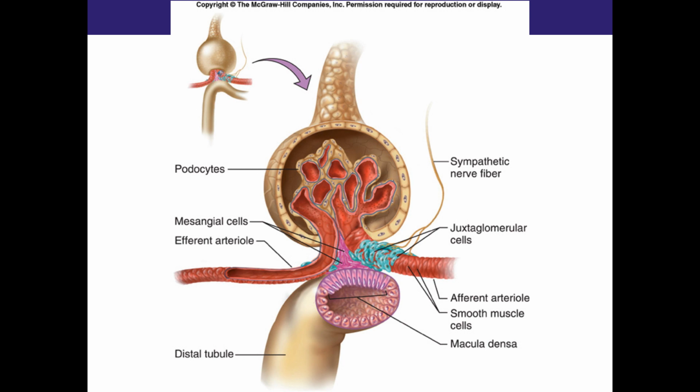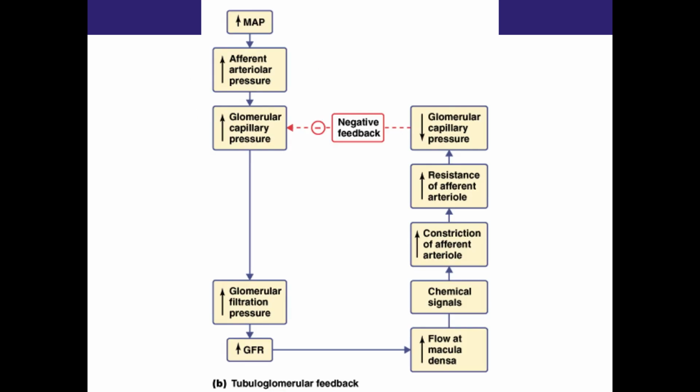Okay, so here's tubuloglomerular feedback. Again, these flow charts are a little wonky, but it helps. What's happening here is you're getting a surge, in this case a surge of mean arterial pressure, an increase in afferent arteriolar pressure, an increase in glomerular capillary pressure, an increase in net filtration pressure, and an increase in GFR.